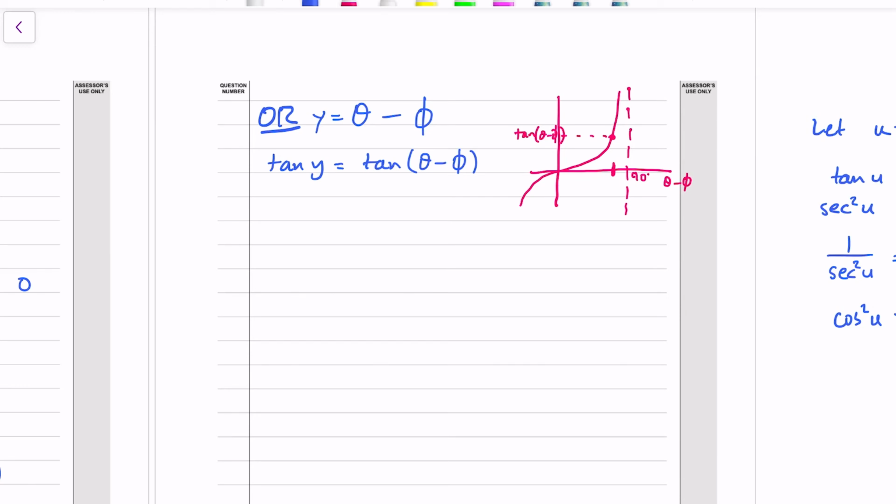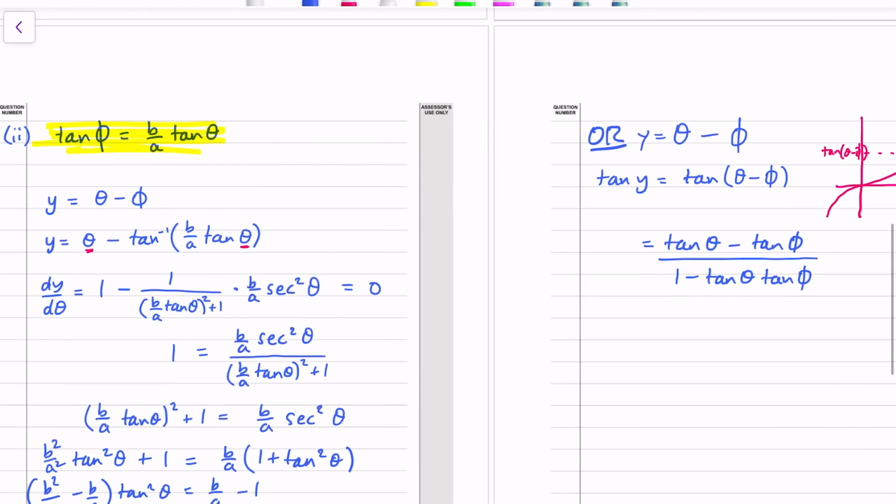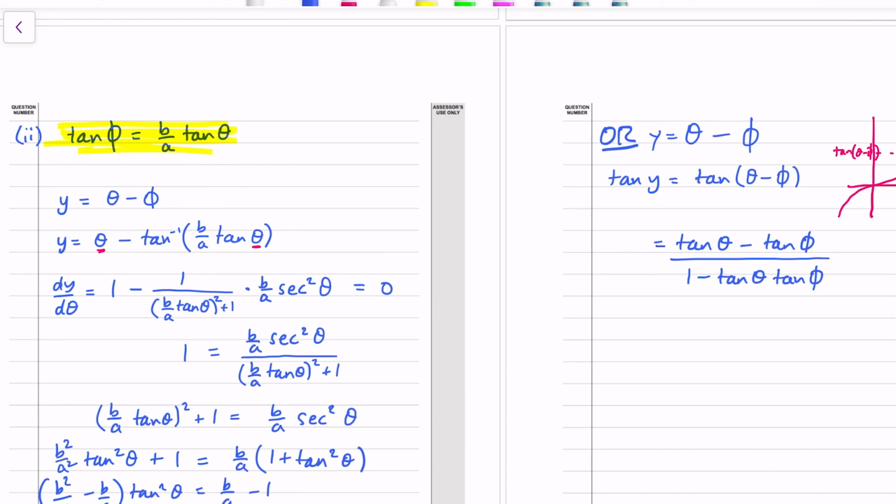There's a chopper going in overhead. Okay, so using the compound angle formula for this, tan theta minus tan phi over 1 minus tan theta tan phi. The reason that this compound angle formula is useful for us is because we already know how tan phi and tan theta relate. So I can eliminate one of the variables by just substituting that relationship in. Actually, let's sub in the tan phi one. So tan theta is a over b tan phi.